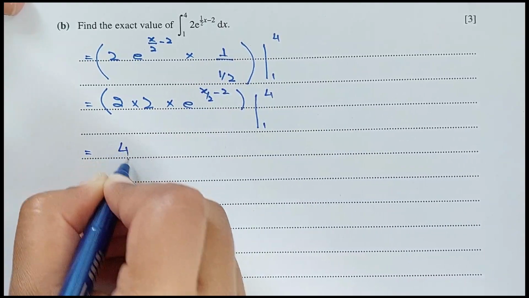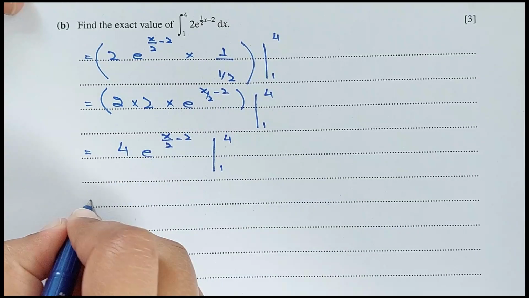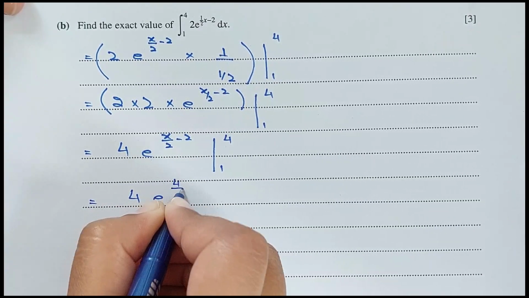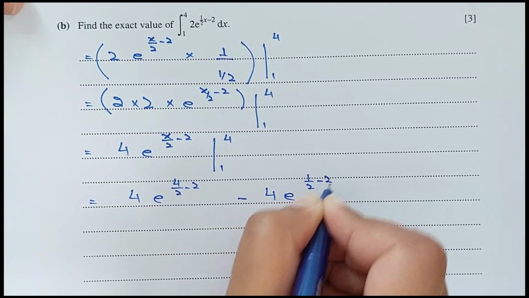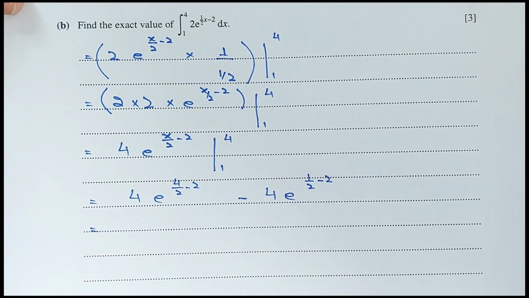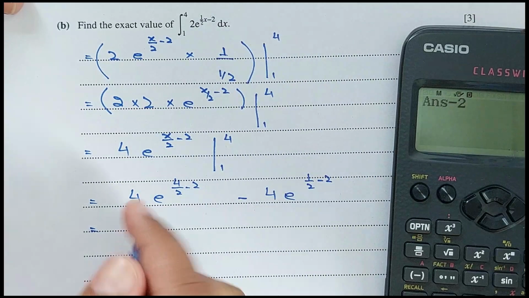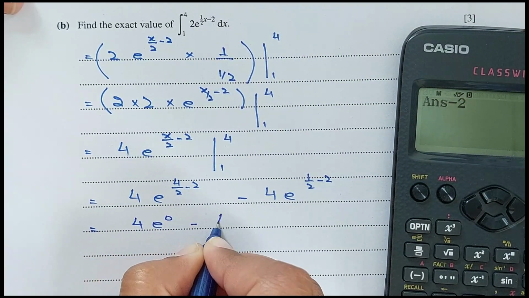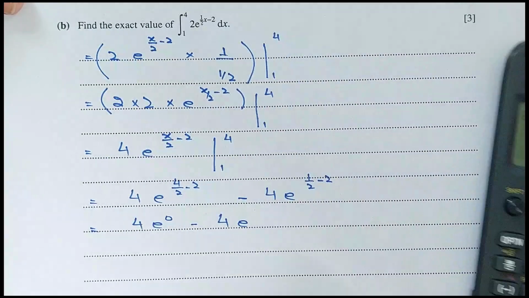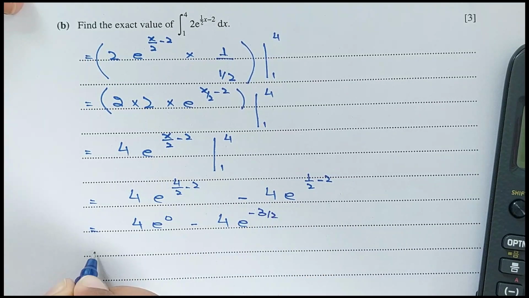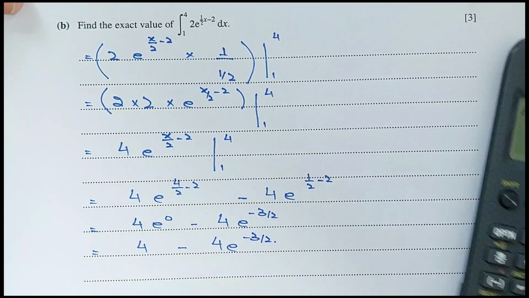So we have 4 e power x by 2 minus 2 from 1 to 4. So 4 e power 4 by 2 minus 2, minus 4 e power 1 by 2 minus 2. Simplification, 4 by 2 minus 2, e power 0 is just 1. 4 e power 0 minus 4 e power 1 by 2 minus 2, minus 3 by 2. Then we have 4 minus e power minus 3 by 2, because e power 0 is just 1.